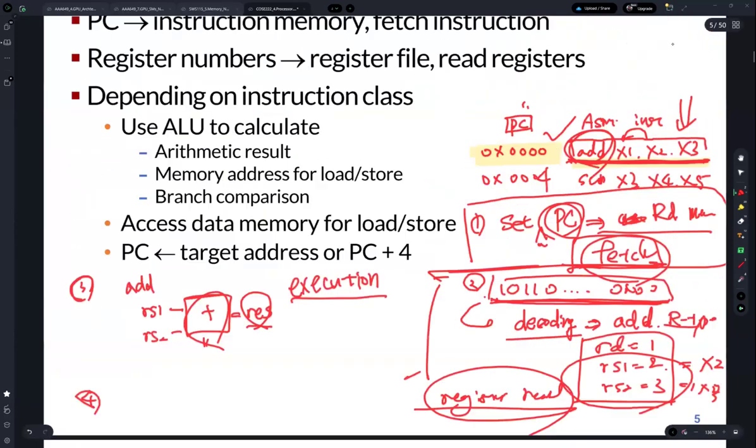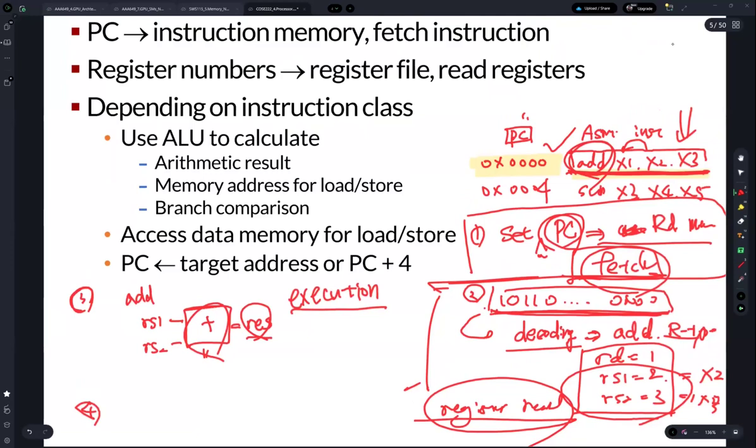The required step is to store the result in registers. So this process is called write back.